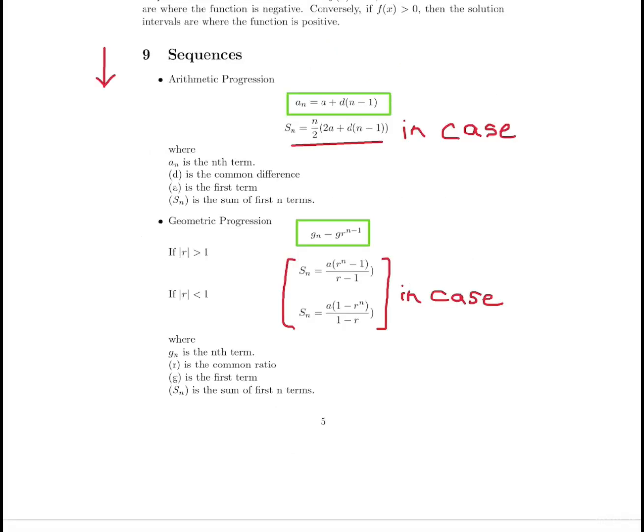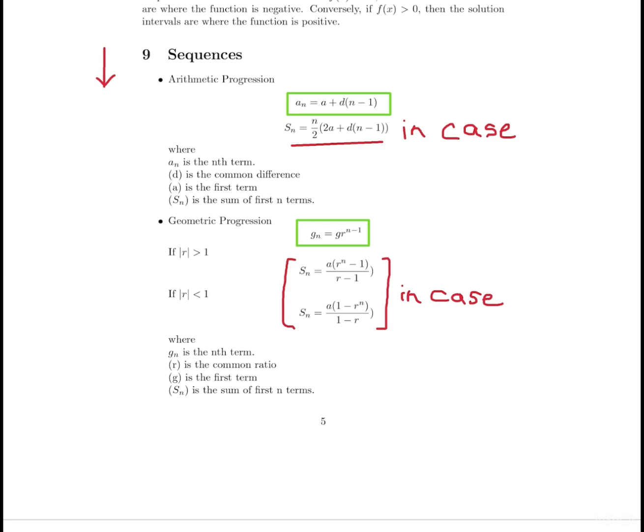Number 9, we have sequences. Now, unlike other topics that I discussed earlier, sequences is comparatively a less important topic. However, I recommend that you be thorough with the nth formula for both AP and GP. An is equal to A plus D times n minus 1, and Gn is equal to G times R to the power n minus 1.